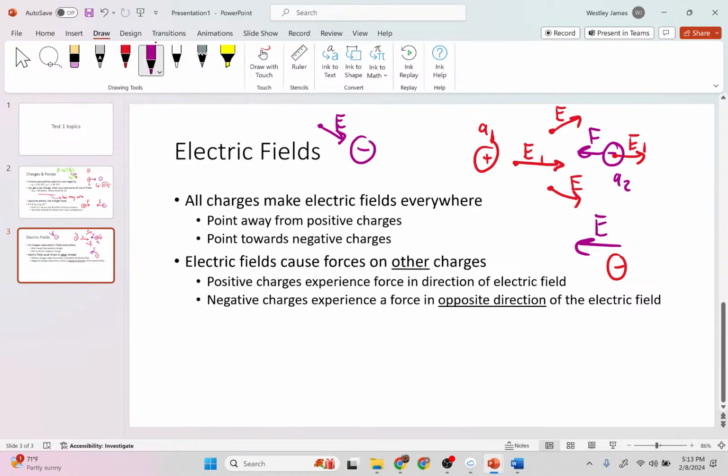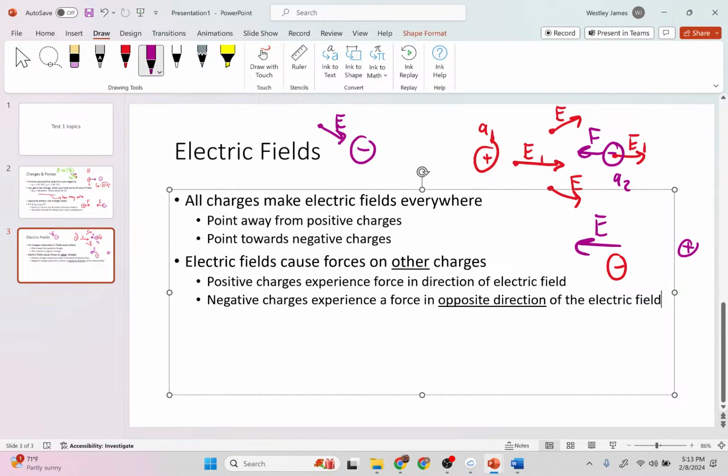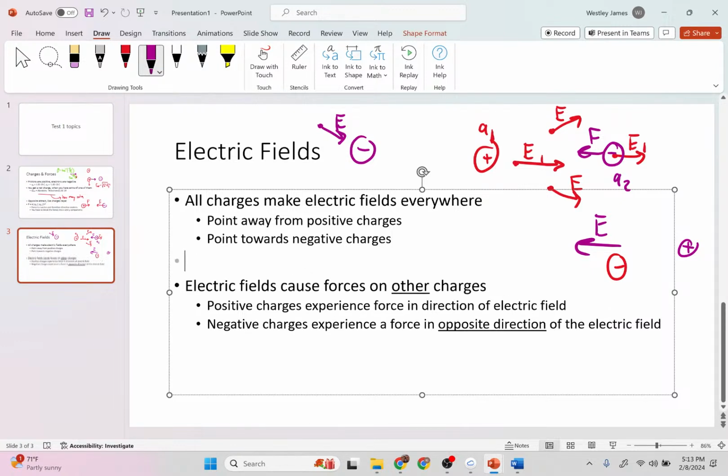Now, you can be kind of clever and think, well, what would make an electric field to the left? Oh, if I put a positive charge, it would make an electric field left. And then it's going to attract to that. Or you can just remember this rule. Or you can just have it written on your note card. So many options. Okay.